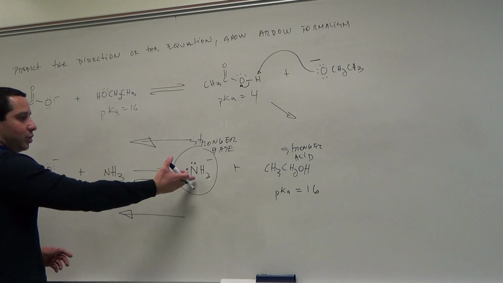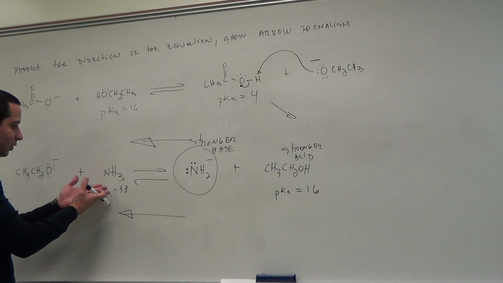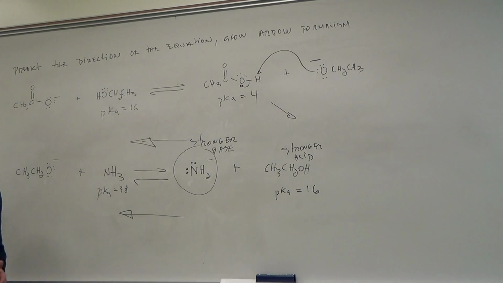Of course, this is the stronger base because this comes from a weaker acid. Okay, so here's the idea. Carboxylic acids, and this is why I want you to look at this chart. Okay? That chart. Carboxylic acid, it has the acids and the conjugate bases.